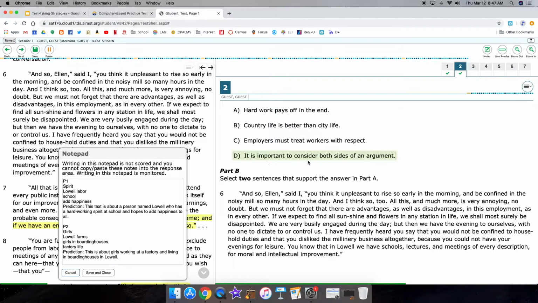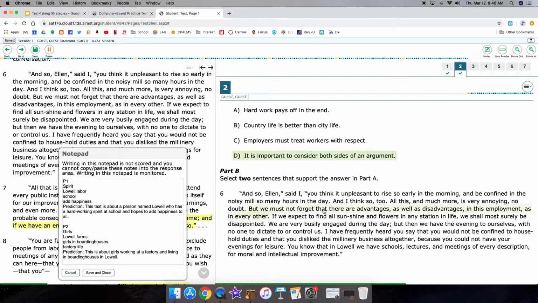It is important to consider both sides of an argument. And so, Ellen, said I, you think it is unpleasant to rise so early in the morning and be confined to the noisy mill so many hours in the day? And I think so too. All this and much more is very annoying, no doubt. But we must not forget that there are advantages as well as disadvantages in this employment, as in every other.